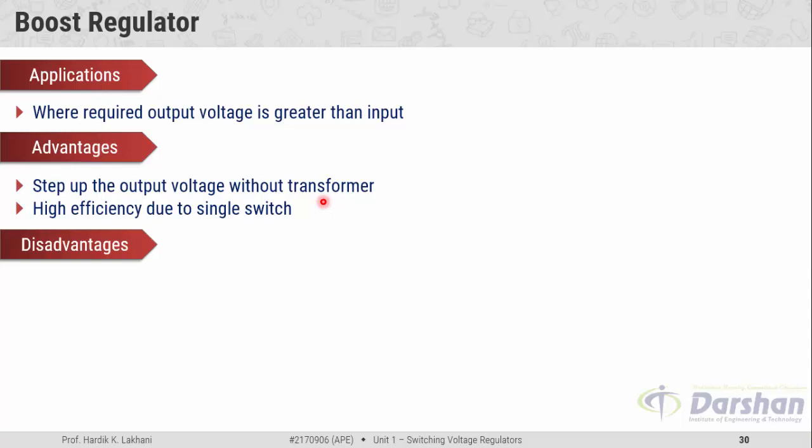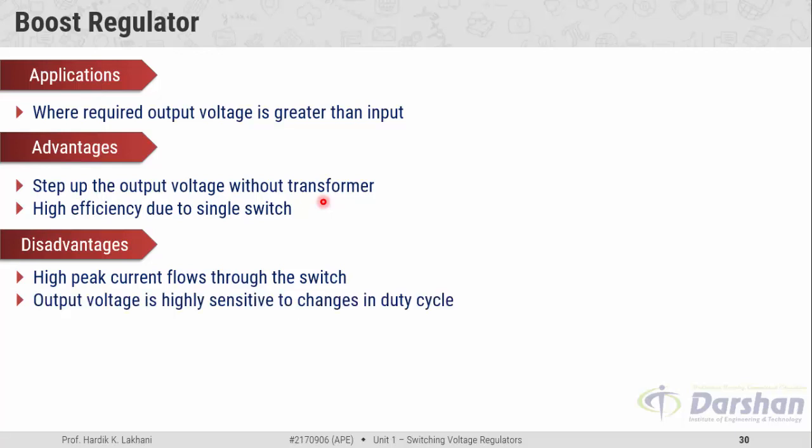Disadvantages of the boost regulator are: the first one is high peak current flows through the switch whenever the switch is made on. Output voltage of the boost regulator is highly sensitive to changes in the duty cycle. So whenever the duty cycle is changed, the output voltage changes. Large inductance and capacitance are required for boosting the output voltage. That is the major drawback of the boost regulator.